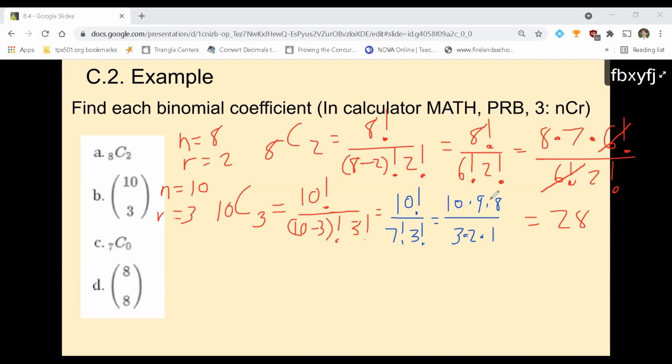So then what does that give us? That gives us 720 divided by 6. What is 720 divided by 6? Probably shouldn't need a calculator for that, but that's 120.